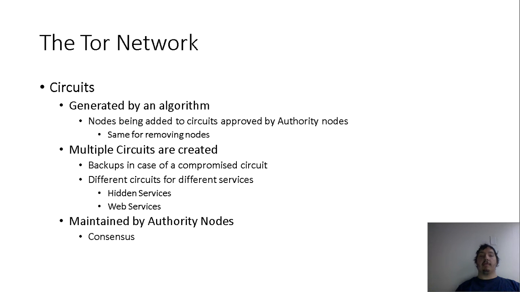The circuits to access hidden services, these are also known as internal circuits, by the way. And you have access to web services. And you're going to use the exit nodes to go to the web services, by the way. And all this information is maintained by the authority nodes through what, as I've said before, is the consensus. It contains information about the nodes, the state of the network as a whole, and other relevant information.